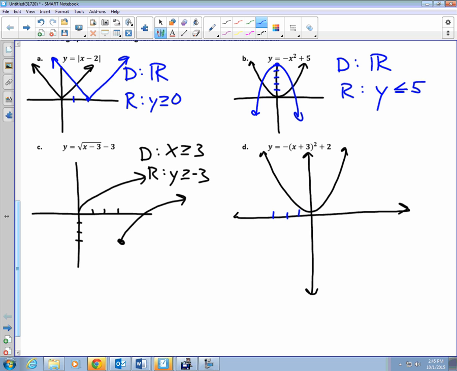The plus 2. Will it shift it up 2 or down 2? Up 2. And then the negative on the outside, will that make it go right side up or upside down? Upside down. Is it coming back to you a little bit? Remember those?